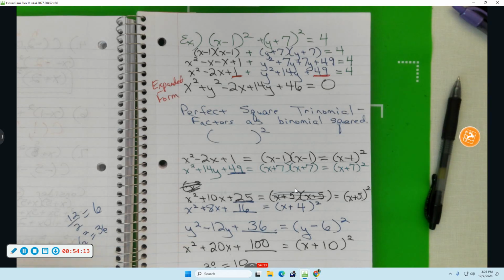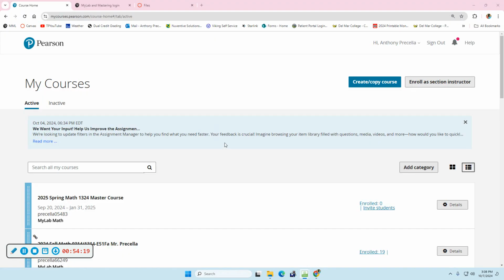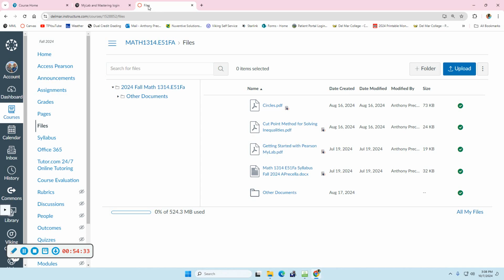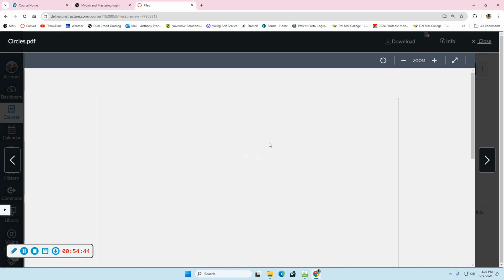I bet I've been logged out on this for problems where we have to convert standard form or expanded form to center radius form. Here it is. There. Okay. Under Canvas, under Files, I have my Circles PDF there.